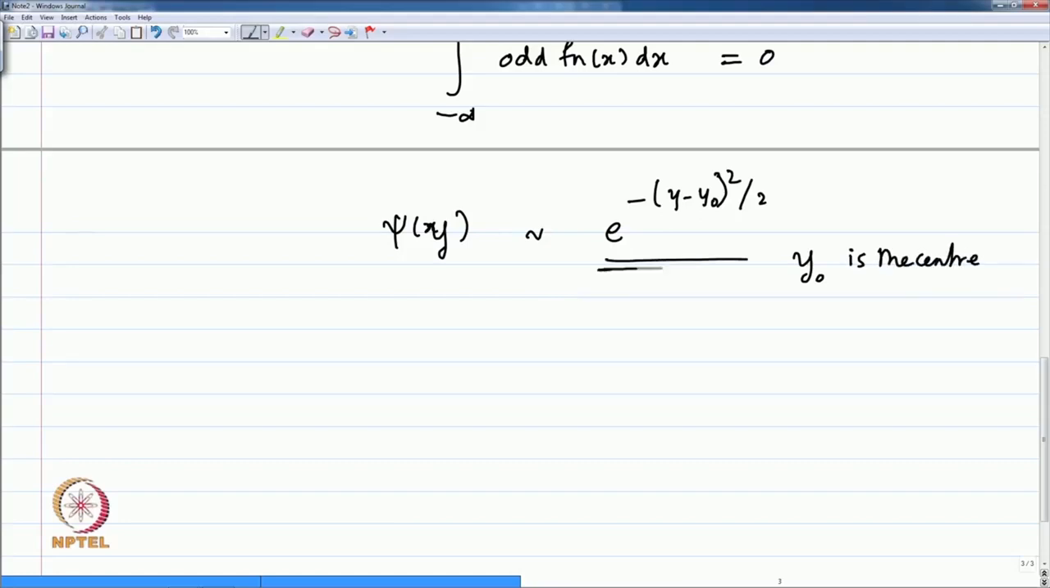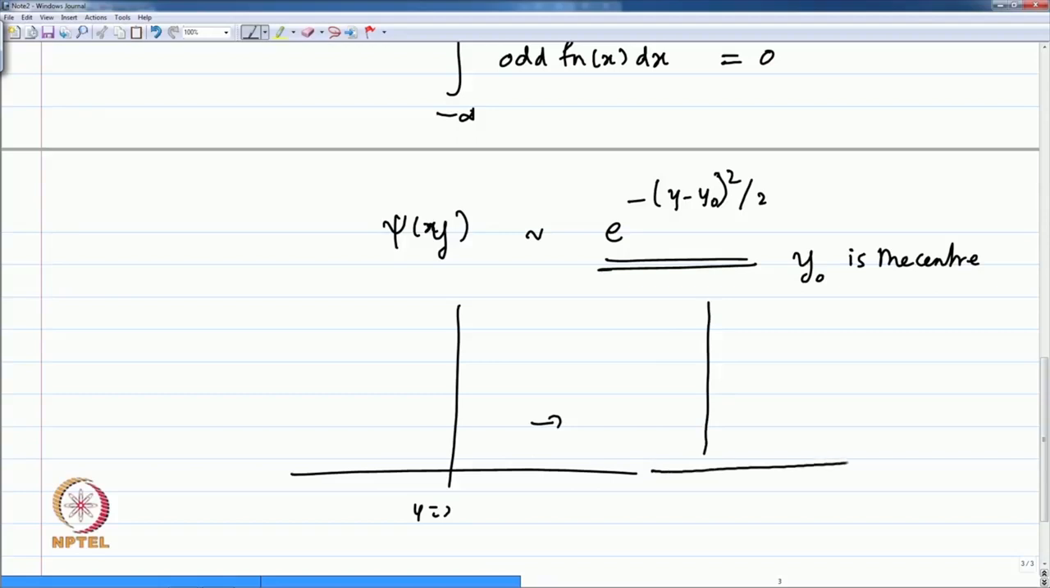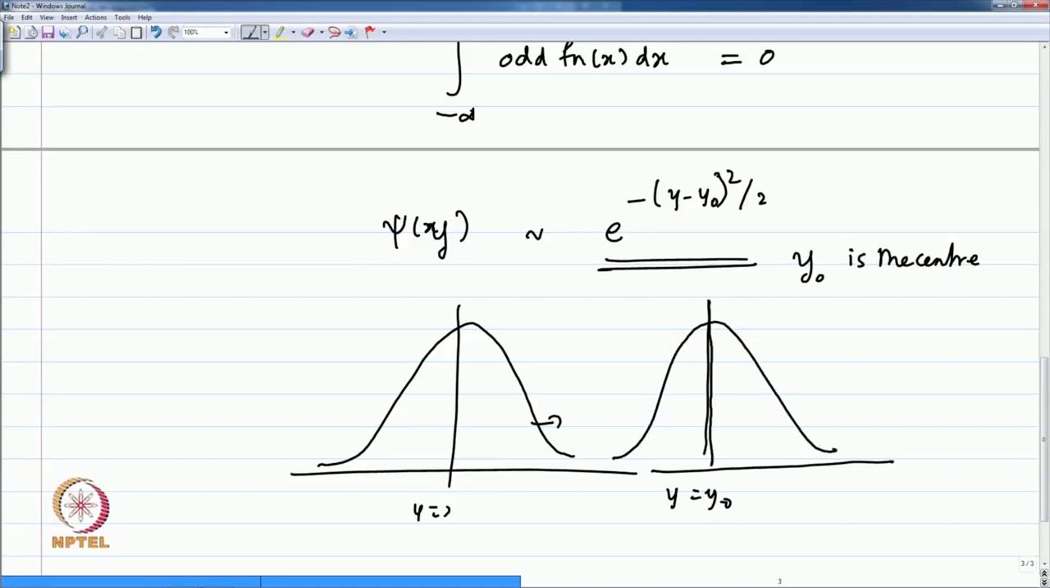Because you see, this function will have a maximum at y is equal to y naught, and therefore this is a Gaussian shifted from y is equal to 0 to a Gaussian shifted at y is equal to y naught. Okay. So if you have it at 0, this is now the Gaussian shifted at y naught, and this point is the midpoint, which is y is equal to y naught.